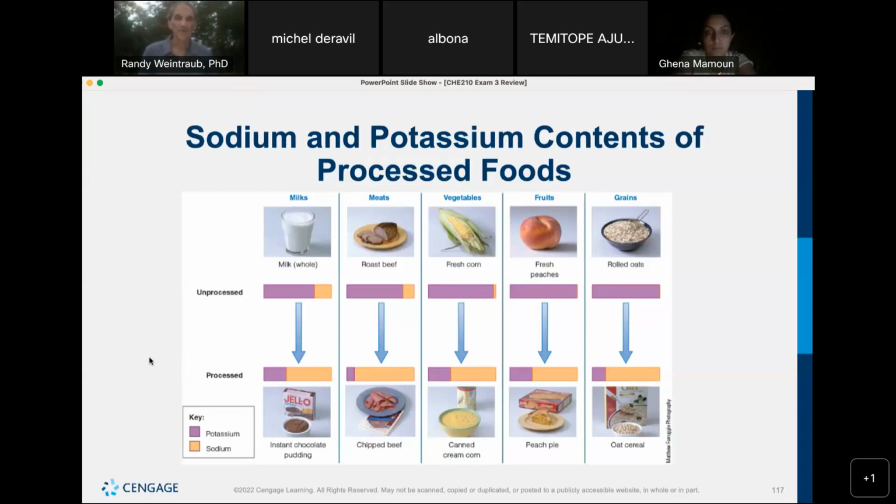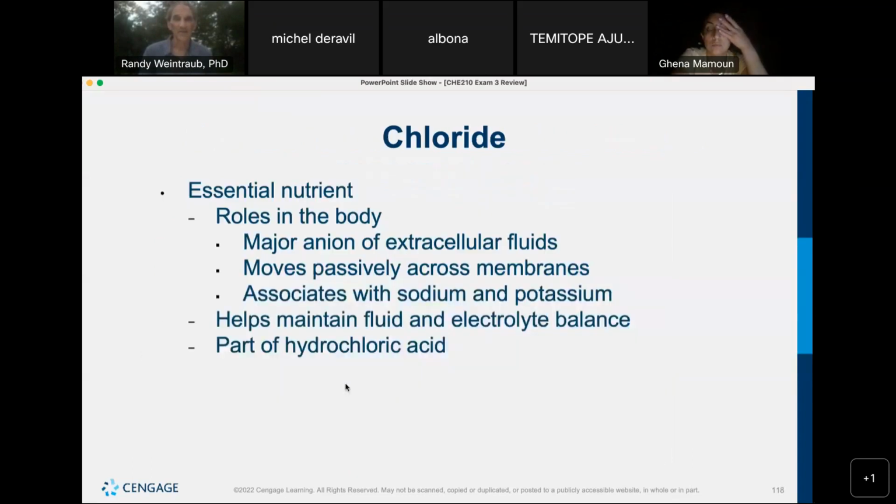Chloride is the major anion, or negative ion, outside in the extracellular fluid. It's important that it's also a part of the acid in our stomach, hydrochloric acid.